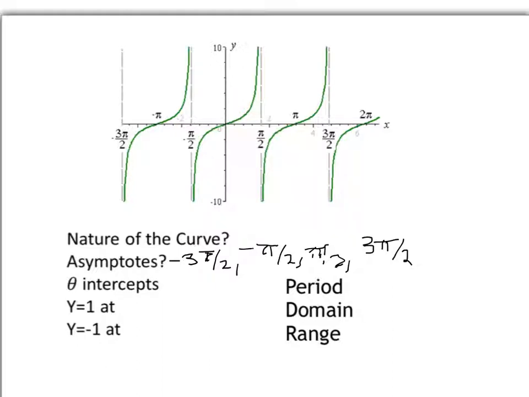We see that we have some theta intercepts here at negative pi. We see we have again one at 0. We see it's also at pi, and it looks like it's at 2 pi as well. We see that y equals 1, roughly around here. So exactly halfway between 0 and pi over 2, we know that tan is going to be 1 when we have a theta of pi over 4.